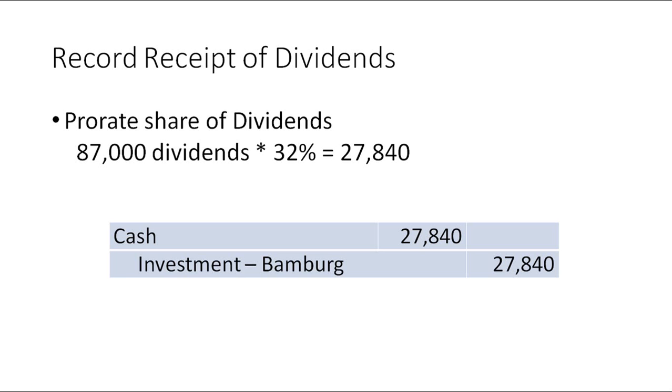Notice what's going to happen though. We're going to receive cash, $27,840, and we're going to reduce our investment in Bamberg by the same amount. With the equity method of accounting, the net income raises the investment, and the dividends basically are a return of capital on our investment.